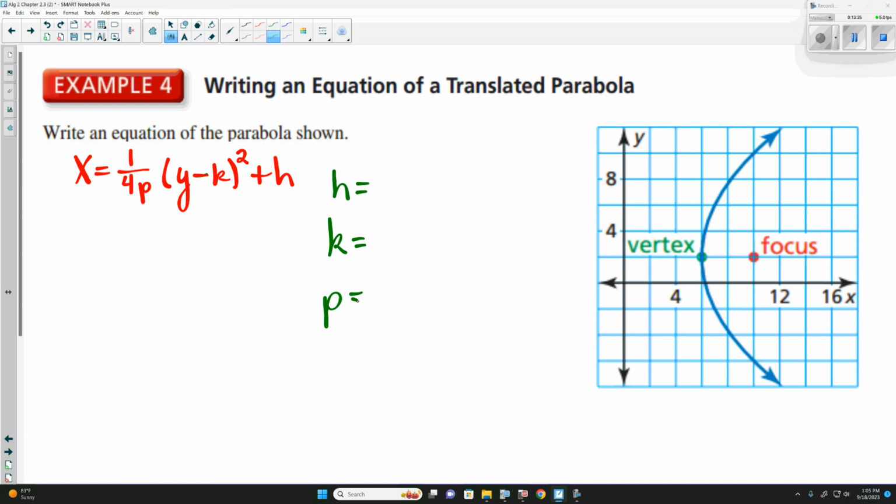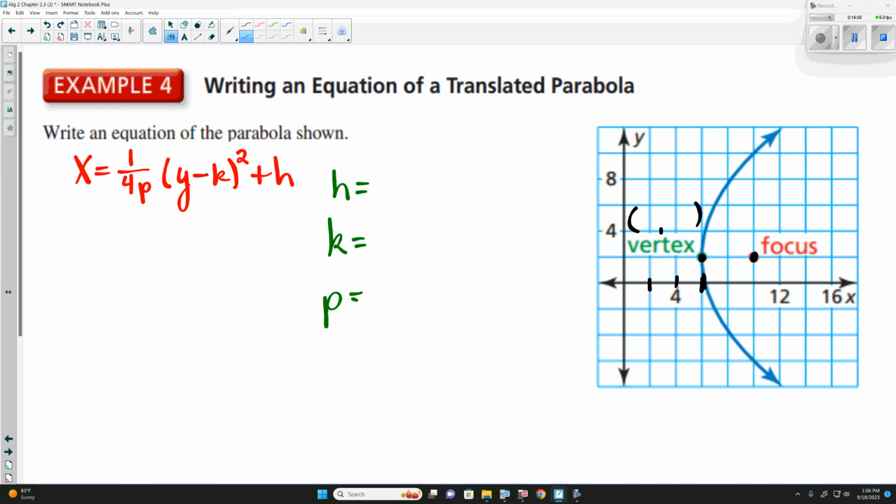Now, looking at the graph, they did give us two pieces of information. One of them is the vertex, and the other is the focus. Now, the vertex for us here, its coordinate values, well, the x value is what? Not quite, because we went 2 spots and got 2.